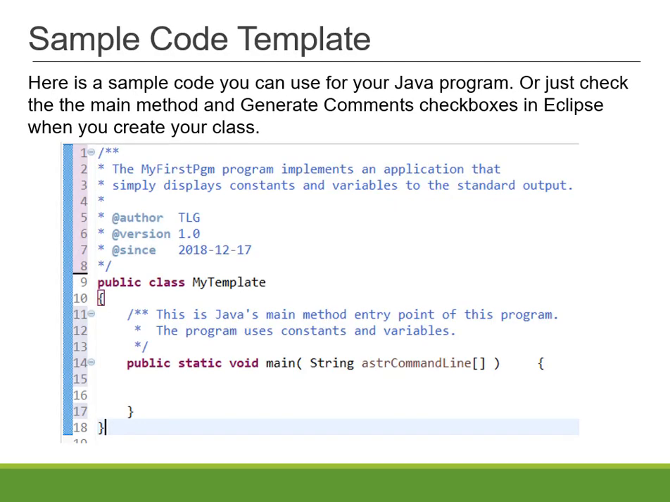You can start all homework assignments by copying and pasting the following starter code into your program, or just select the checkbox to generate the public static void main method and the checkbox to generate comments when you create your class. Get into the habit of writing comments for all your methods.